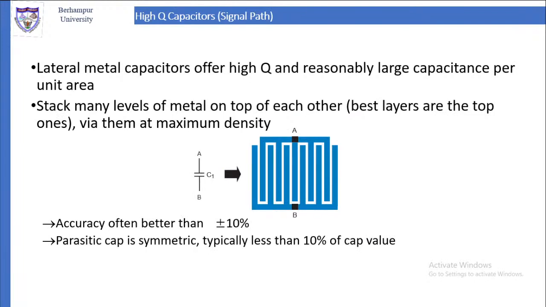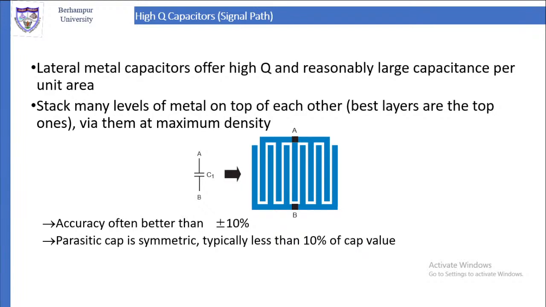And then we will come to high Q capacitance. Quality factor should be high, which means capacitance should be very high. How are you going to get high capacitance? This figure shows the capacitor realization. You can see there are a number of fingers from top to bottom, that is from A towards B.